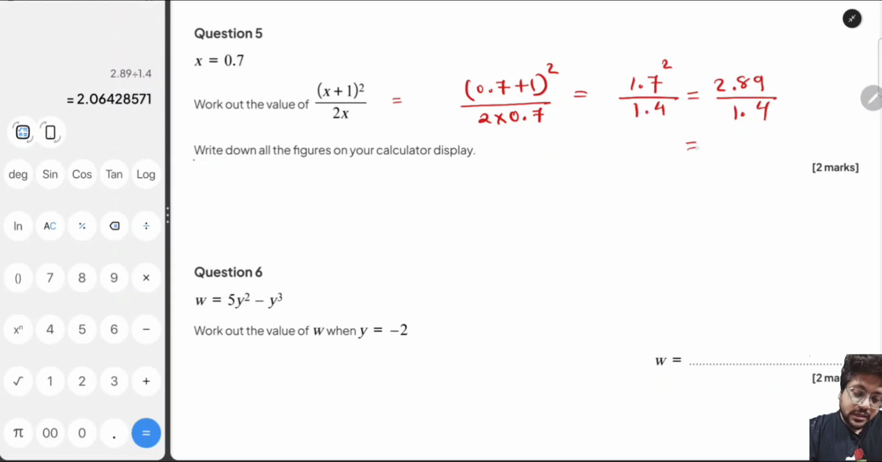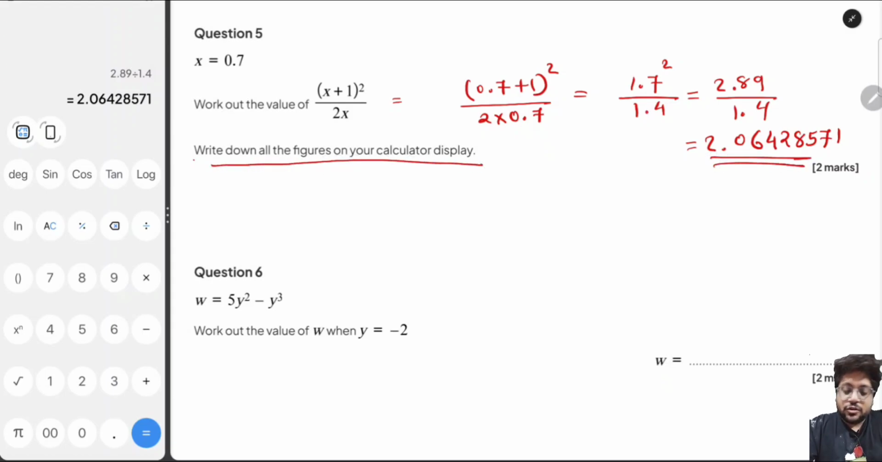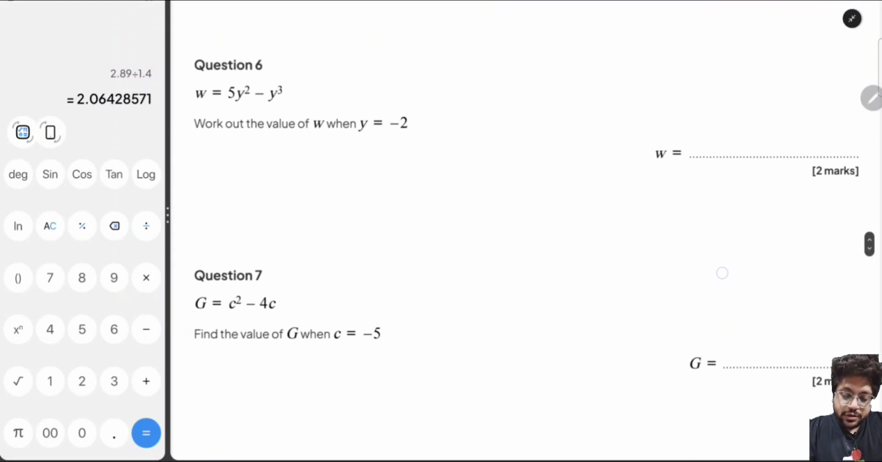So the final answer is 2.0642851. Write everything because they have already specified that. Write all the figures on your calculator display. Clear? See the sixth question.